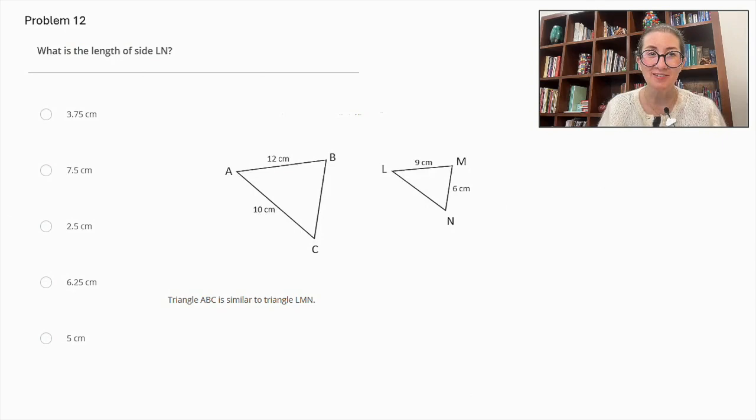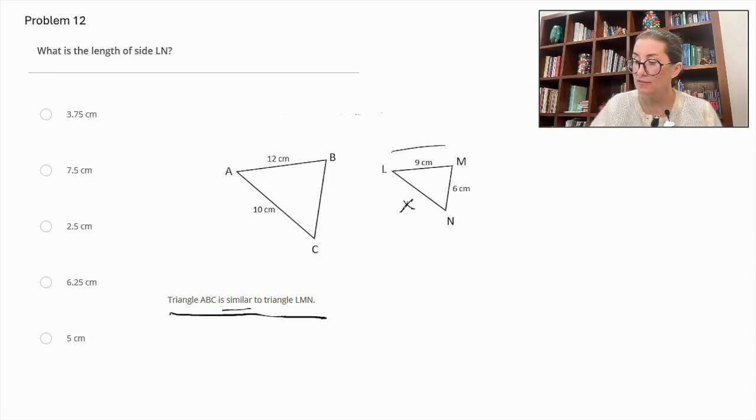Problem number 12. What is the length of side LN? So I'm going to call side LN X. And triangle ABC is similar to triangle LMN. What does that mean? What does similar mean? Similar means they are proportional. It could mean the proportion is 1 to 1, but in this case we can see that it's not. LMN is smaller than ABC.